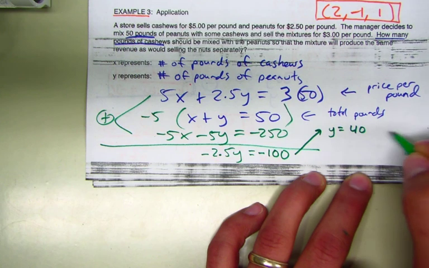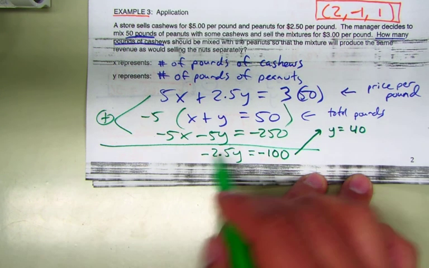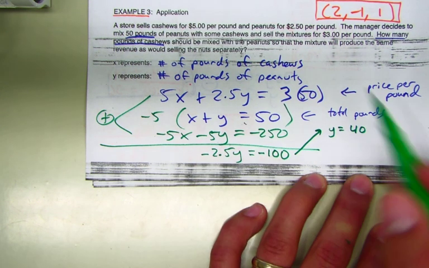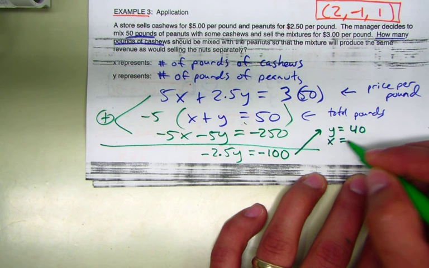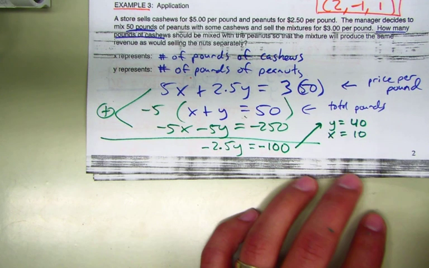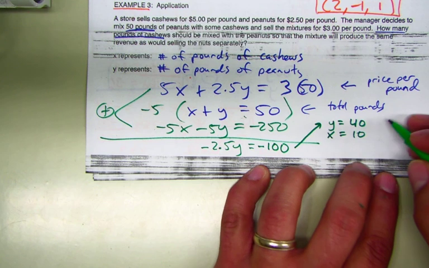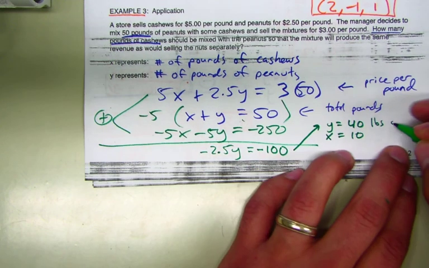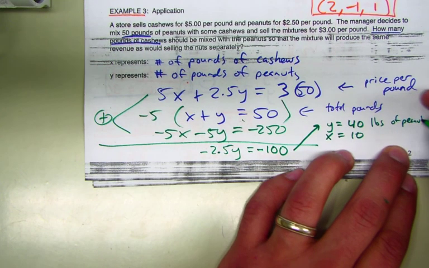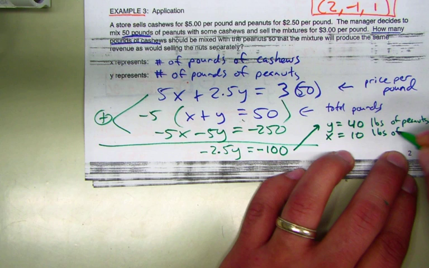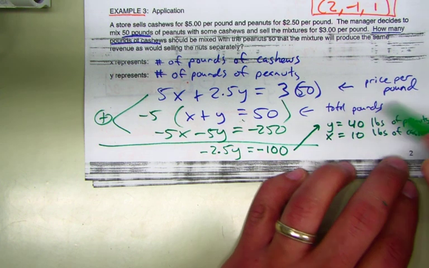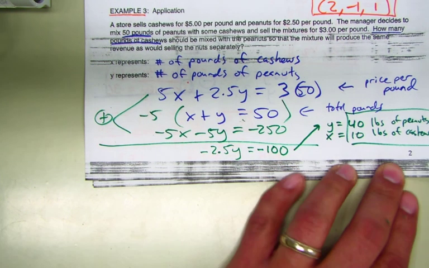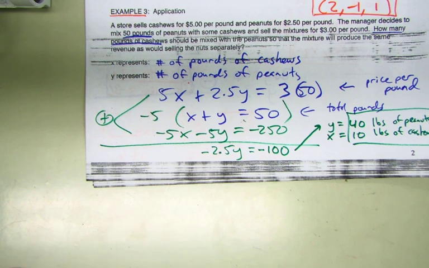$40, yes. So 40 pounds there. And this is pretty easy. If x and y add up to 50, then the x has to be 10. So your final answer would be 40 pounds. What is y? Of peanuts. And then 10 pounds of cashews. Okay? Does that make sense?